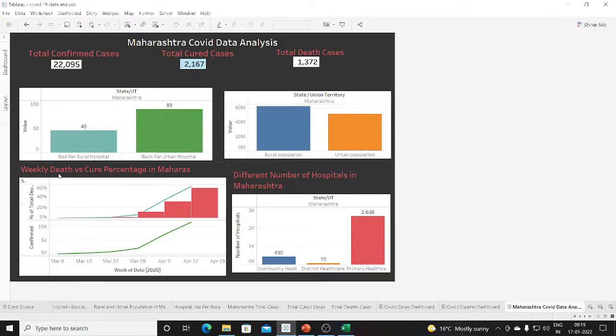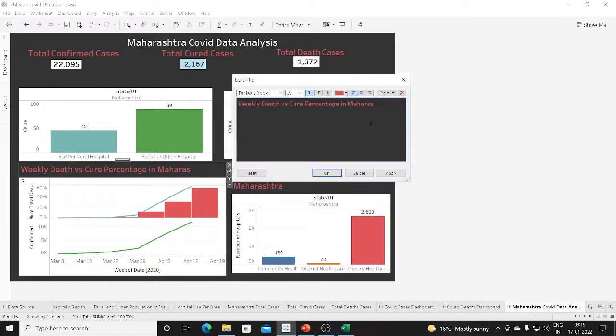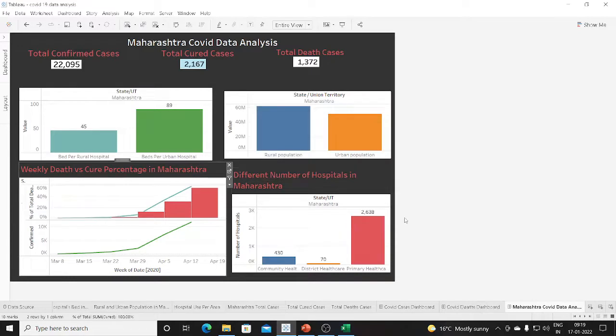And here you can see that I have shown the weekly death versus cure percentage in Maharashtra. Okay, let me show you that. I forgot to close it. Sorry. So here you can see the weekly death versus cure percentage in Maharashtra.